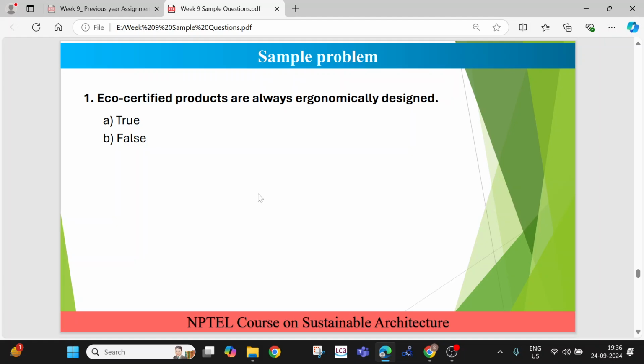Let me explain. These eco-certified products are designed with sustainability in mind, that is for sure, focusing on environmental impacts and materials. It does not guarantee that they are ergonomically designed. So the statement that is written, these eco-certified products are always ergonomically designed, is false. These eco-certified products are designed with sustainability in mind, focusing on environment and materials. This does not guarantee that they are always ergonomically designed. Fine.